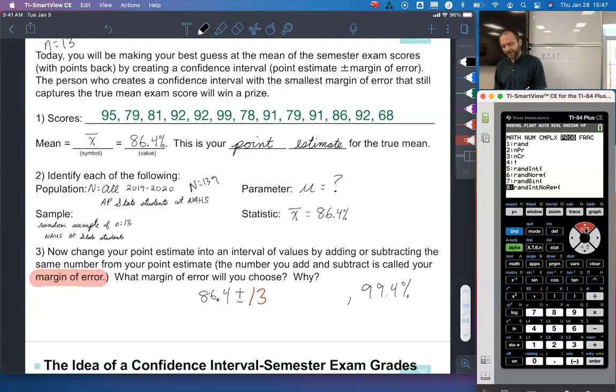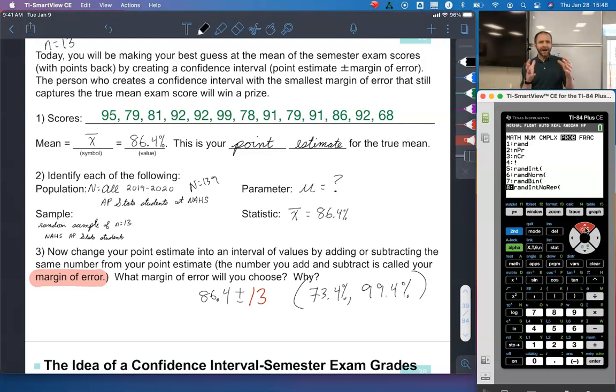And if I go down to the other side and I subtract 13, it's going to be 73.4%. Now, I chose that because I think you guys might have done really well on the exam, and maybe the average is in the A range. I want to make sure it's in the A range, but maybe there are a couple students I wasn't so sure about. Maybe outliers took it down to the C range. So I'm capturing C range to A range on that one. That's why I chose that margin of error. So there's that one, 73.4% to 99.4%.